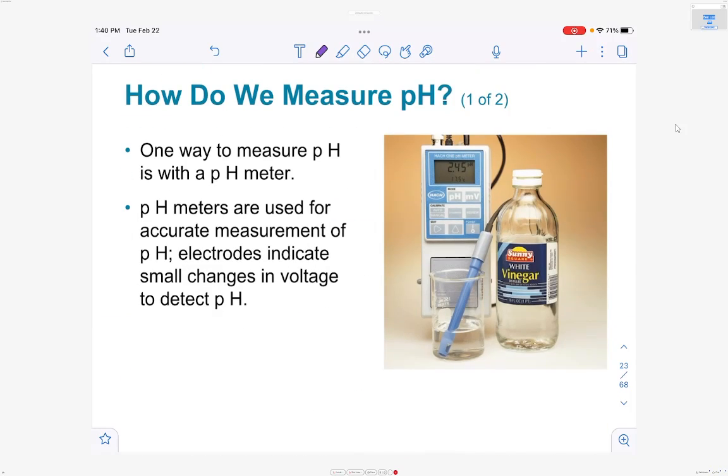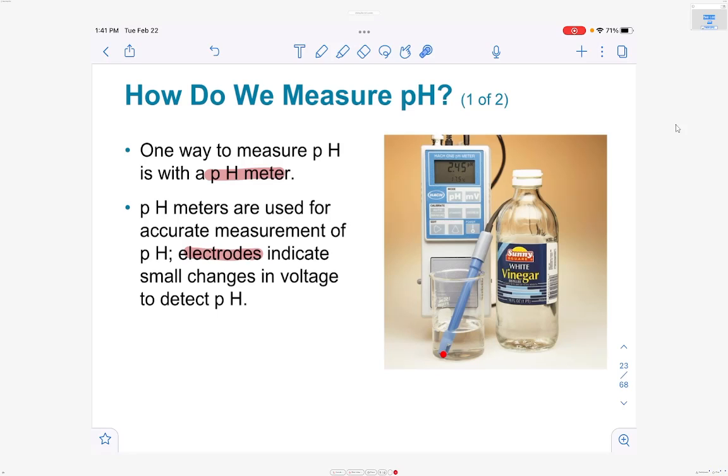So how do we measure the pH value? The pH of a solution can be measured using a pH meter. The pH meter consists of pairs of electrodes. And when these electrodes are submerged in or inserted into the solution, a voltage is created.